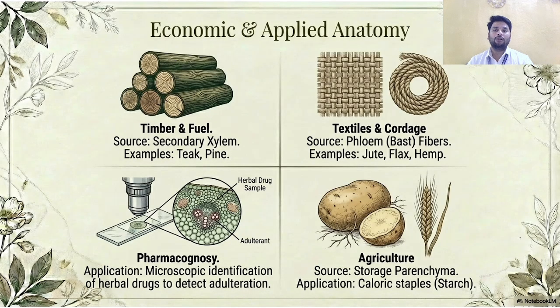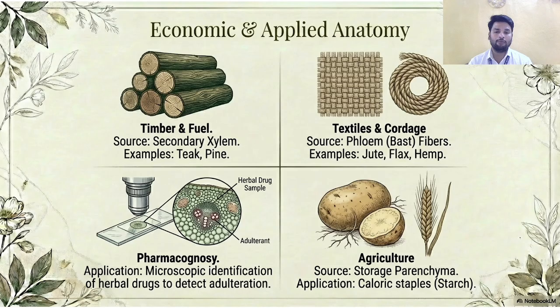Economical and applied anatomy: complex tissue is very important when we are dealing with the xylem. Mostly secondary xylem is known as wood. When secondary growth takes place inside a plant body, the strongest anatomical part is formed. That's why the timber and fuel industry has a high demand, for example teak and pine wood. It is also helpful in the textile and cordage industry, for example phloem bast fibers, jute, flax, and hemp for making rope, etc.